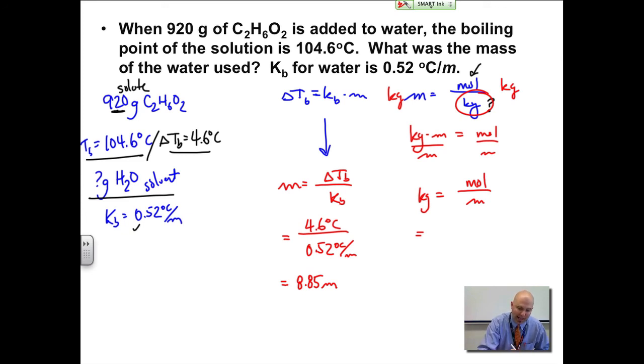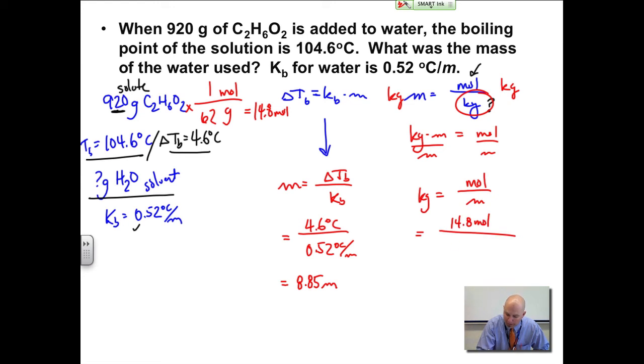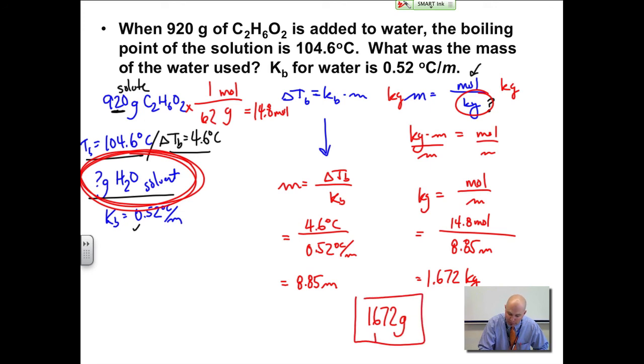Now the moles, again, of my solute, grams to moles, 1 over 62, is 14.8 moles. So 14.8 moles over my 8.85 molal, which I just calculated. When I divide that, I get 1.672 kg. I want to know how many grams of solvent, so that's 1,672 grams of water. So there's another way of solving for one of these colligative property ones.